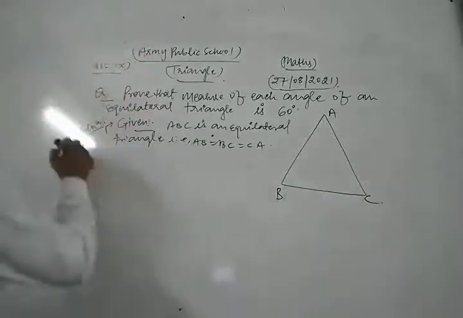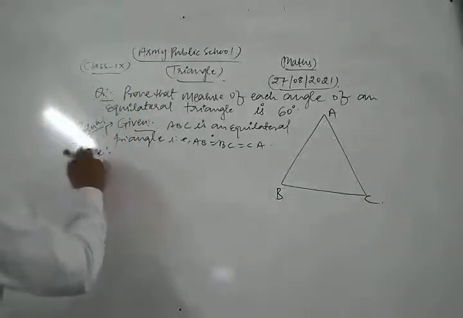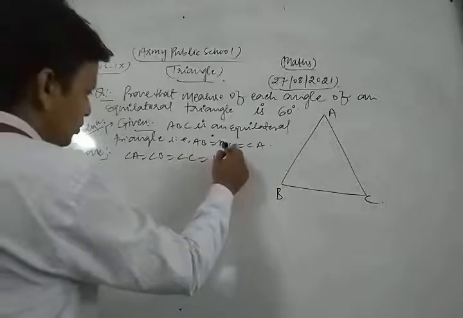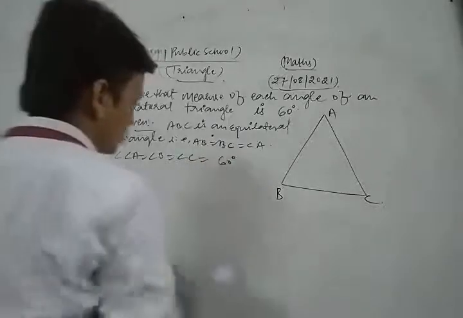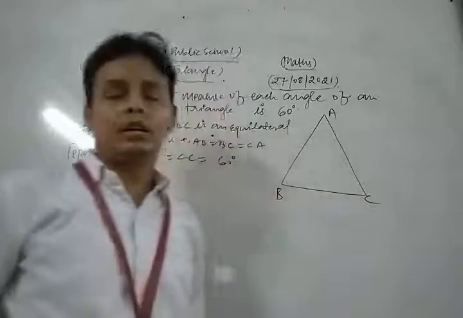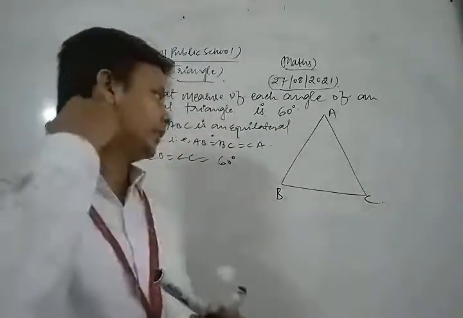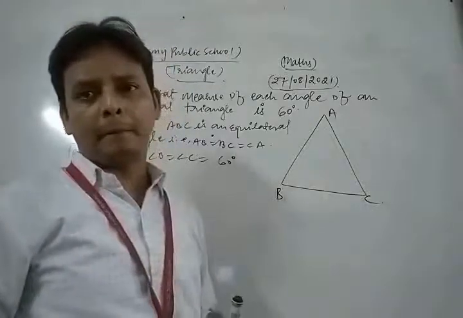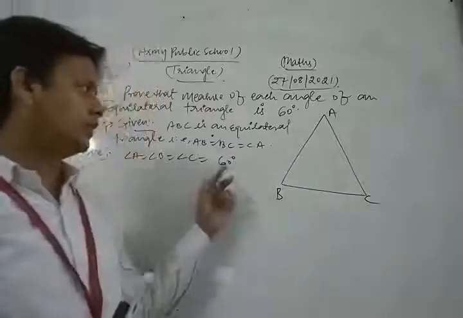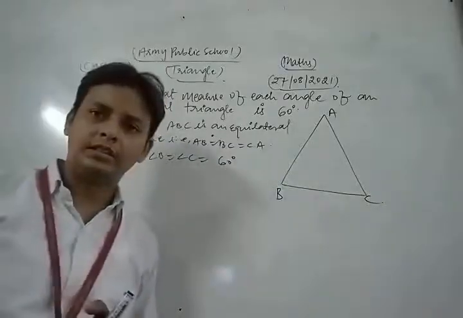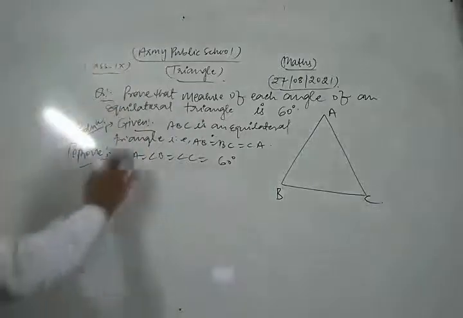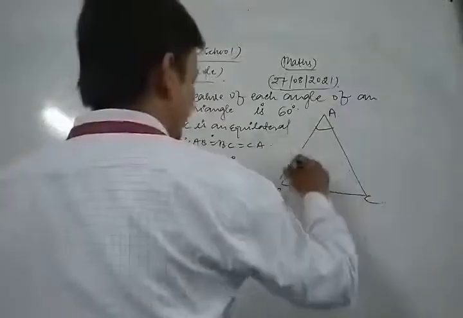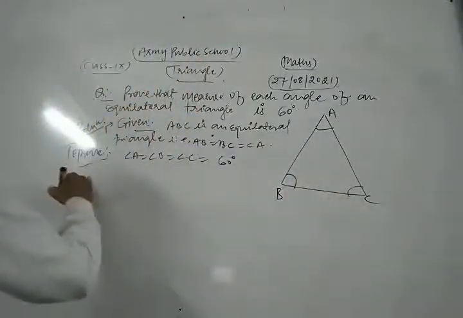Now, to prove, we have to show that angle A is equal to angle B is equal to angle C, each equal to 60 degrees, because, dear students, each angle of an equilateral triangle is 60 degrees. Now we have to prove that. This is angle A. Now let's see its proof.